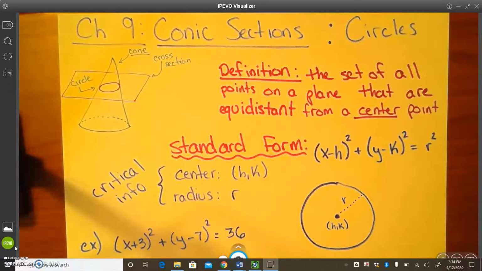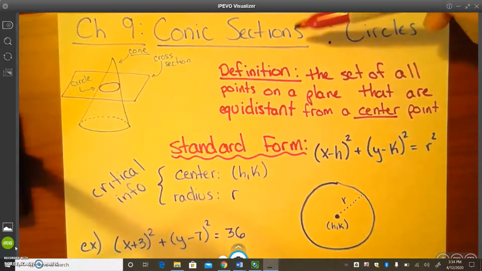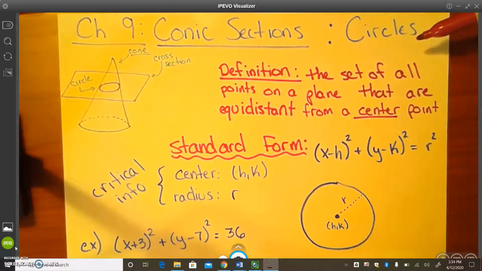Good morning, folks. So we are starting a new section, a whole new chapter, this week and probably a little bit into next week. It is titled Conic Sections. Specifically, the lesson we're starting with is circles, which doesn't seem too intimidating. We're just going to be working with simple equations of them and finding equations of them and graphing them.